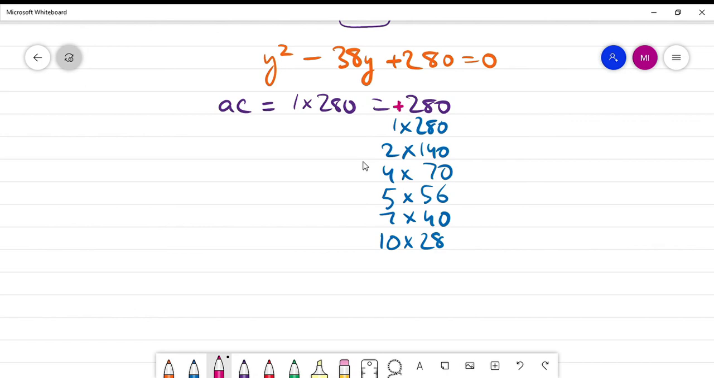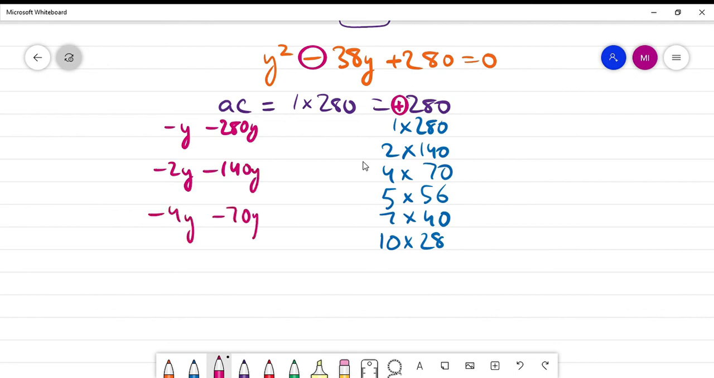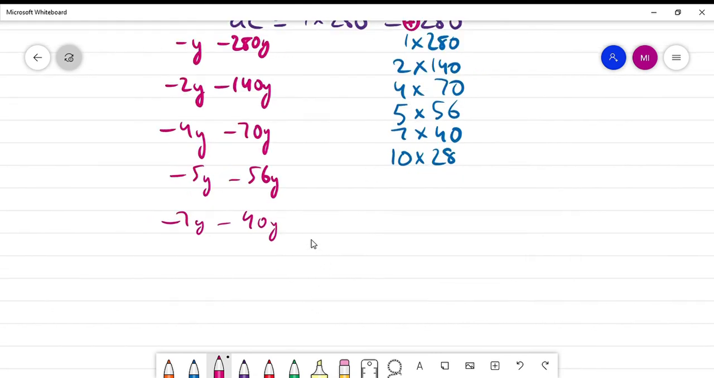So the product is positive, AC is positive, and B is negative. So yeah, this tells us that both of the factors in the pair must be negative so that their sum is negative, and since they're the same signs, the product is going to be positive. So negative y minus 280y, negative 2y minus 140y, negative 4y minus 70y, negative 5y minus 56y, negative 7y minus 40y, and negative 10y minus 28y.